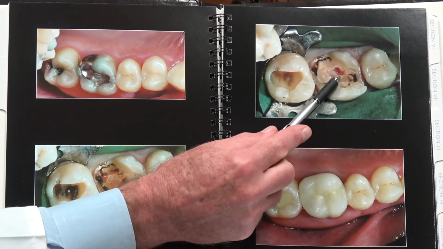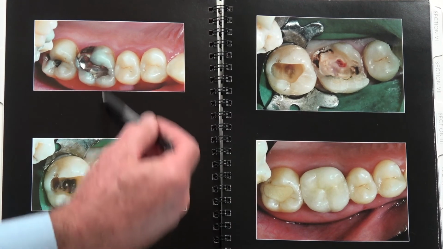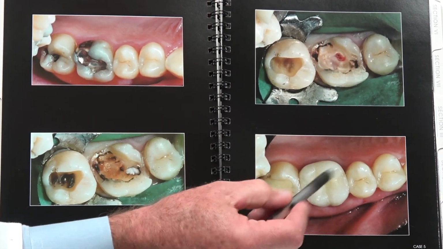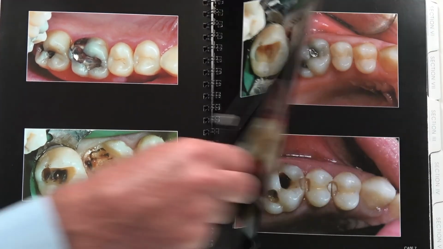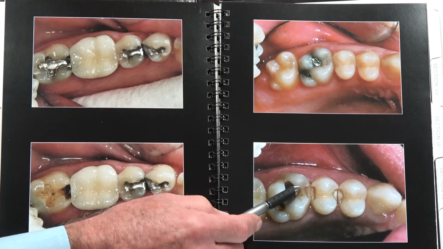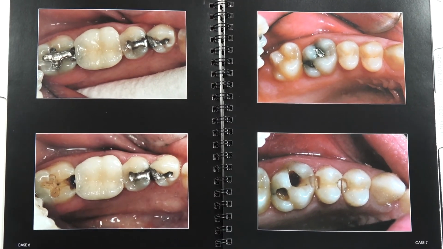This tooth though that was decayed into the nerve of the tooth, I had to perform a root canal and a crown, and these are just other pictures of leaky fillings. So you show the patient that, and then you show them pictures of their own teeth. You're not trying to sell somebody something. Our job as practitioners is to give the patient enough information that they can make an informed decision about what, if any, dental treatment they'd like to have performed.